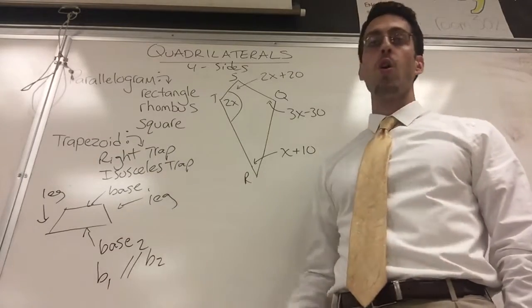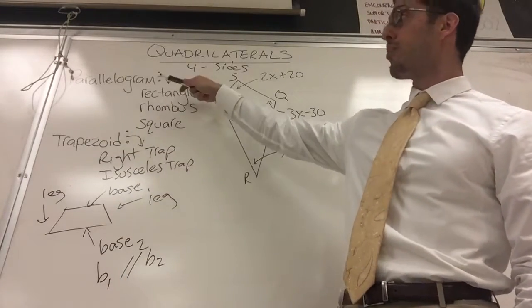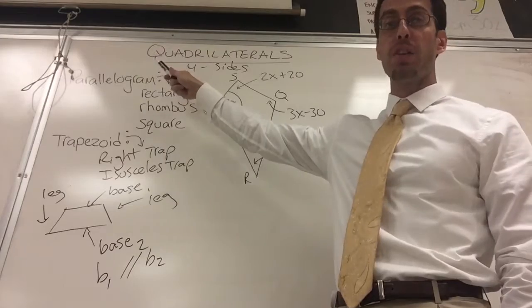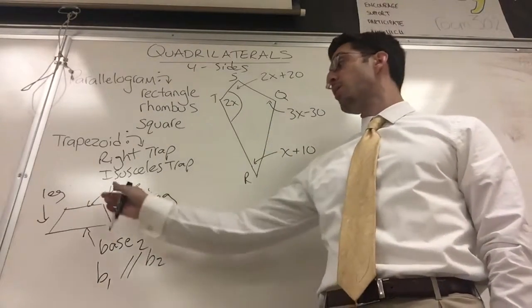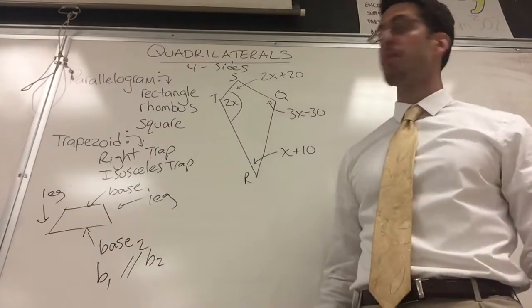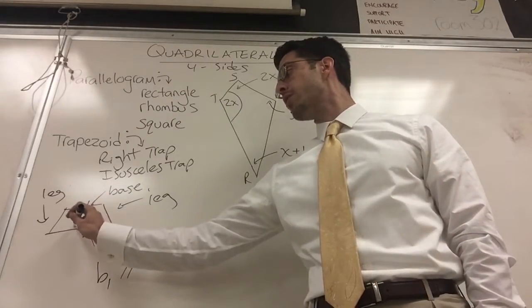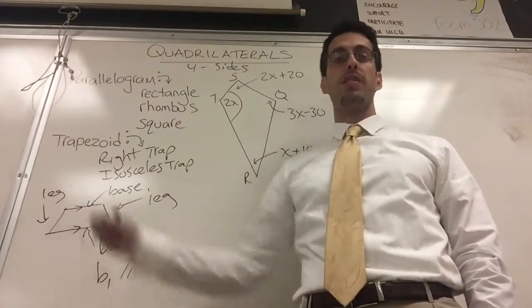That's a trapezoid. Why is that a separate category from parallelogram? Because in a parallelogram, two pairs of opposite sides are parallel, but only one pair is parallel for a trapezoid. Some people even draw a little arrow here to show that the bases are parallel and the legs are not.